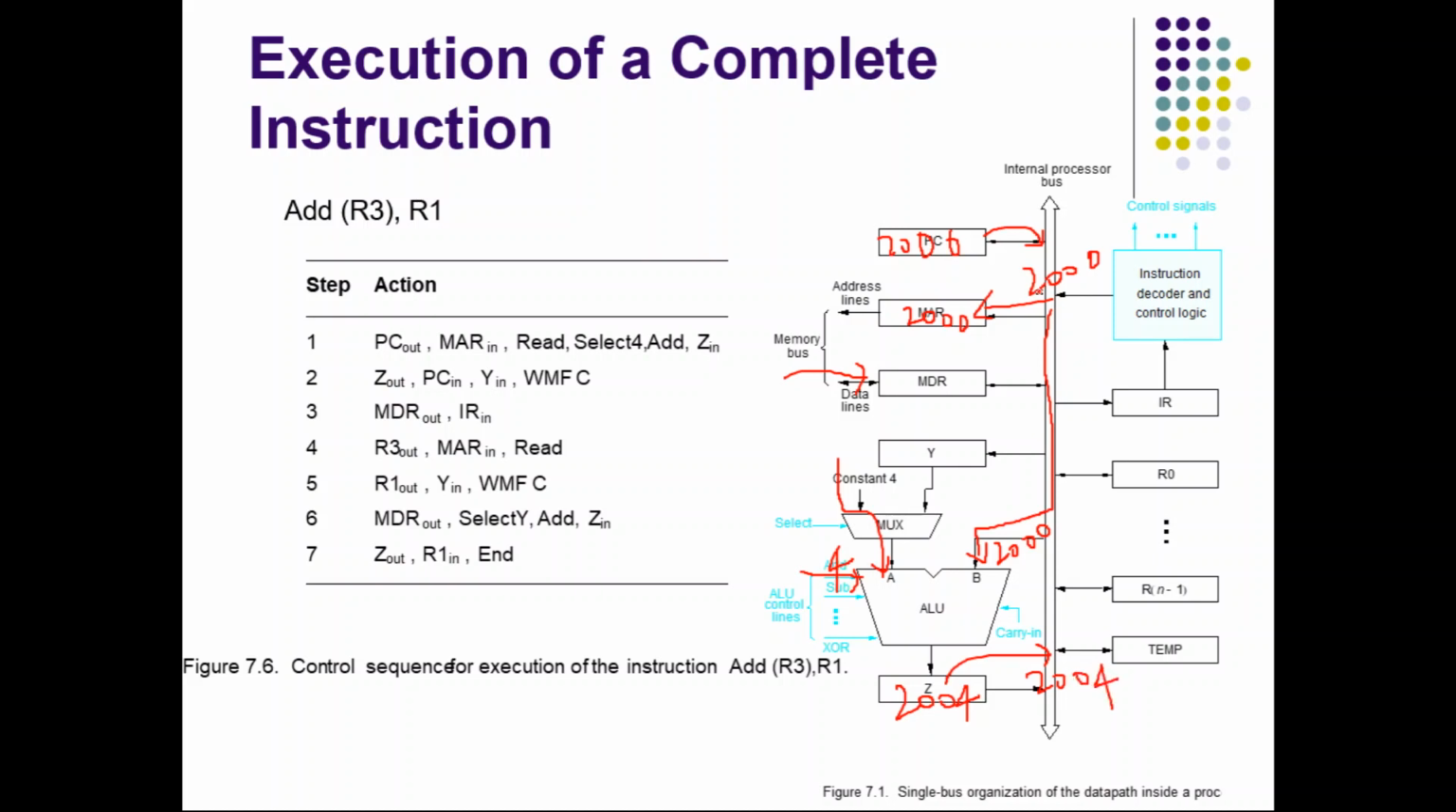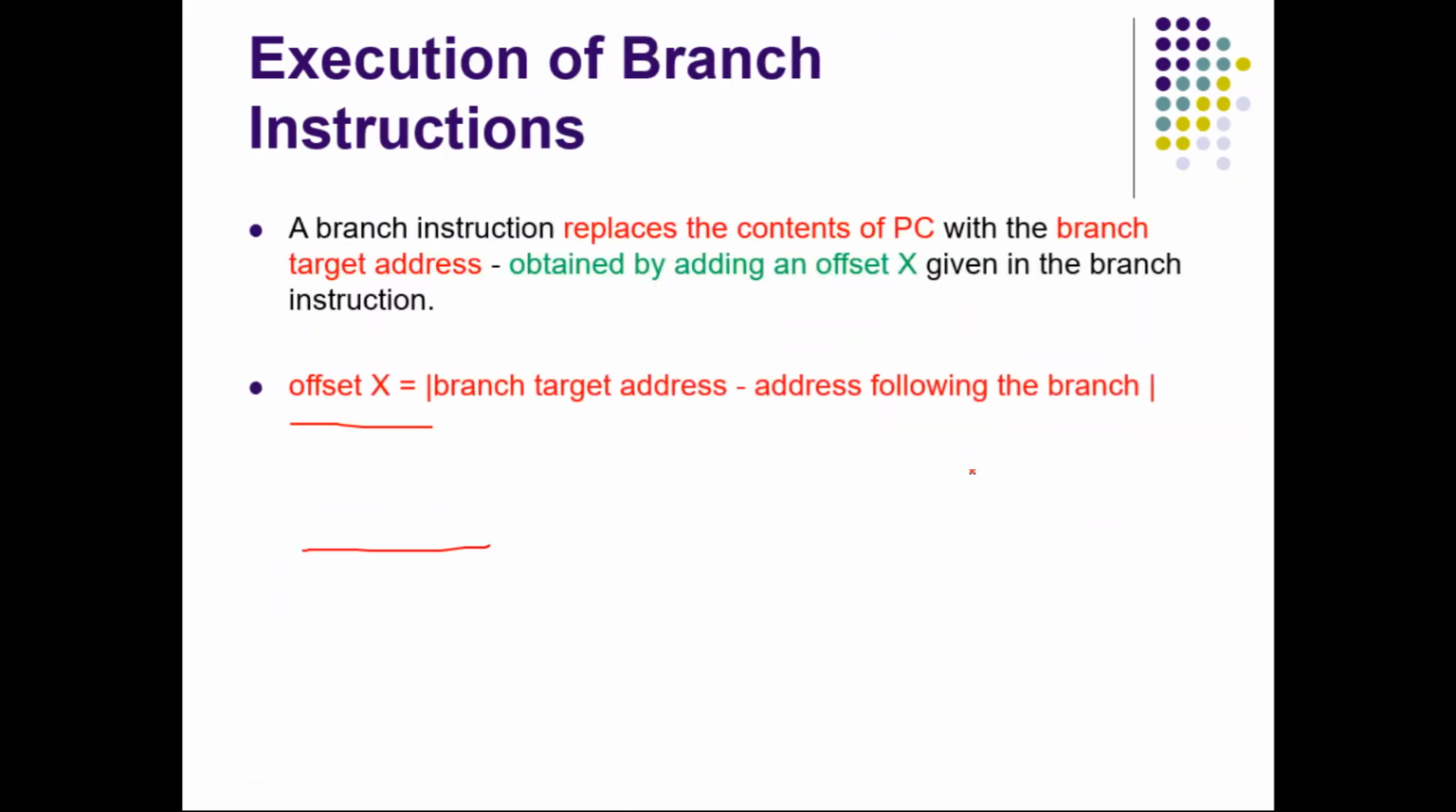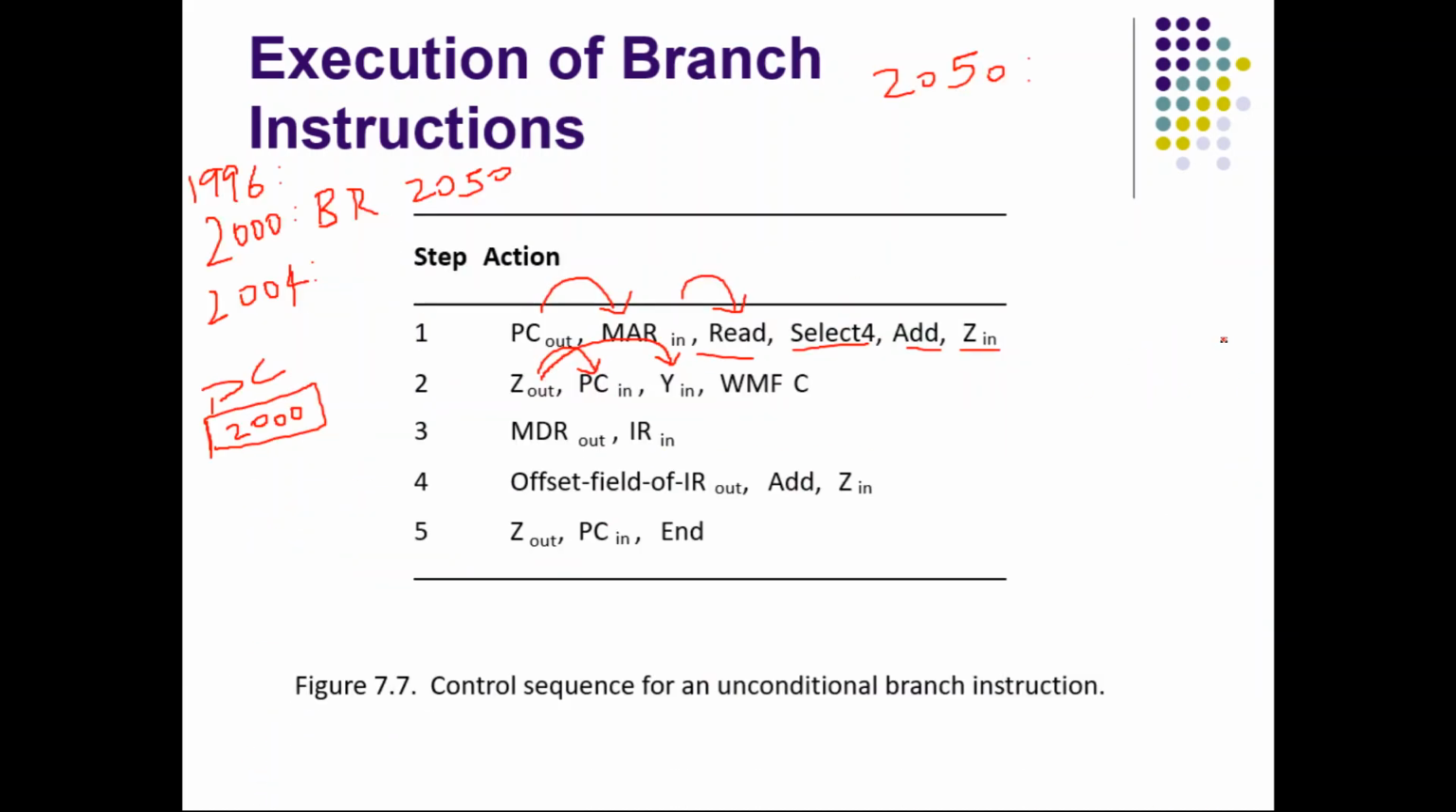Okay, so this 2004 is now moved to PC in. So PC will become 2004, and also it goes to Y. So Y also becomes 2004. In Y also you'll be having 2004. So this is what is done with the first two statements.